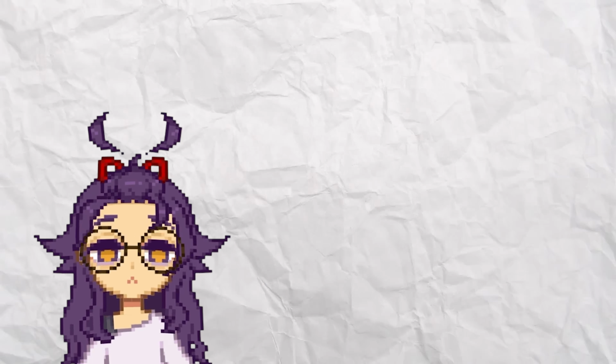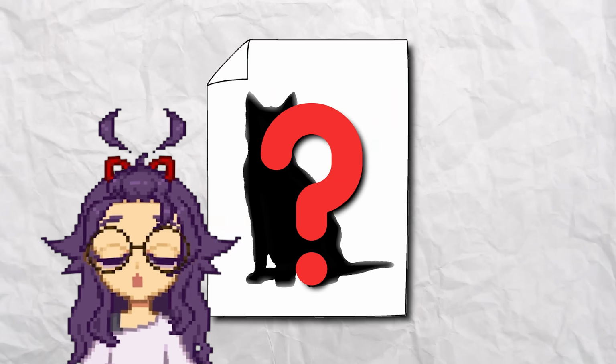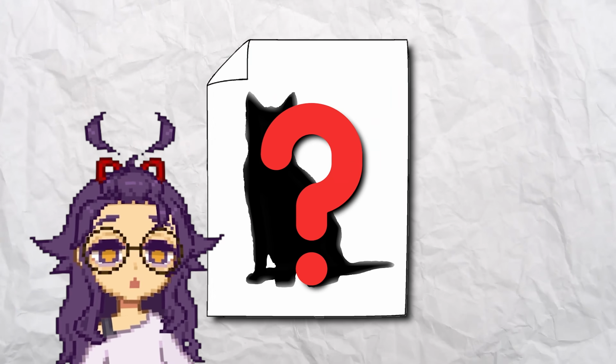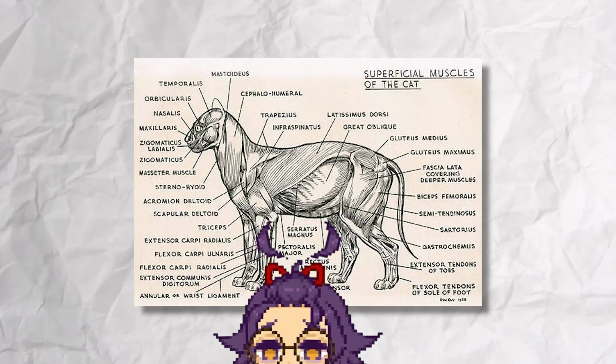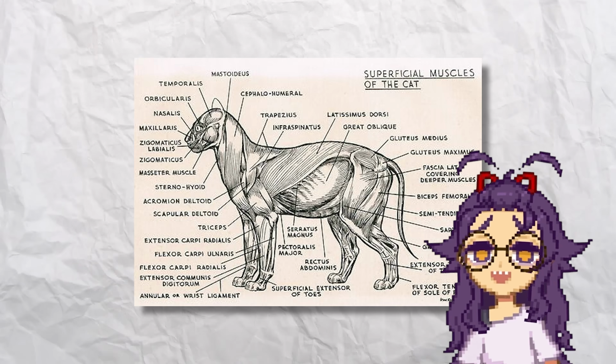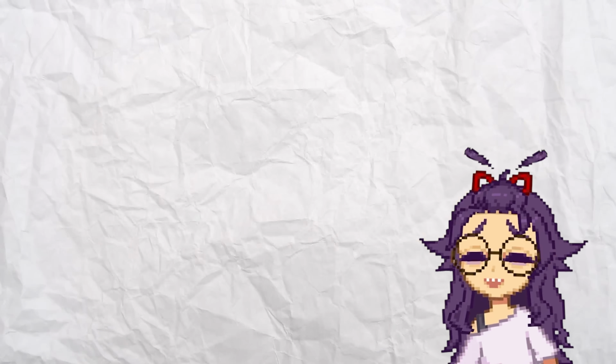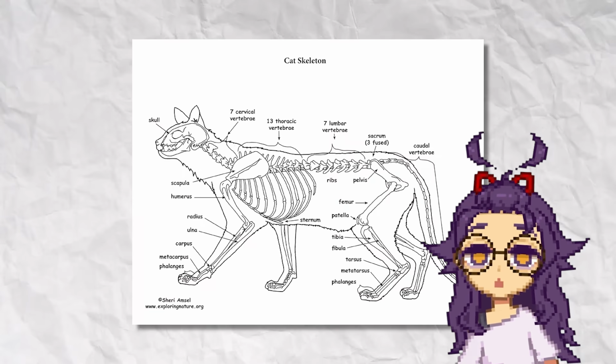So let's get started. Obviously, before you can draw a cat, you have to know what a cat looks like. This means understanding what shape a cat is. We have to learn anatomy. Now, this can get complicated really fast, and I don't want to spend that long on it just yet. But I think it's important to at least understand the basic skeleton.